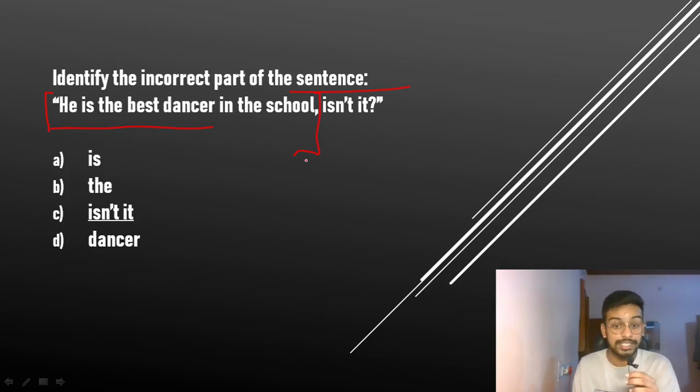This is the correct sentence. So what is the incorrect part? Is, no, the, no, isn't it? So this is the incorrect part of this sentence, because it doesn't make any sense for this sentence, right? This is the incorrect part of the sentence.